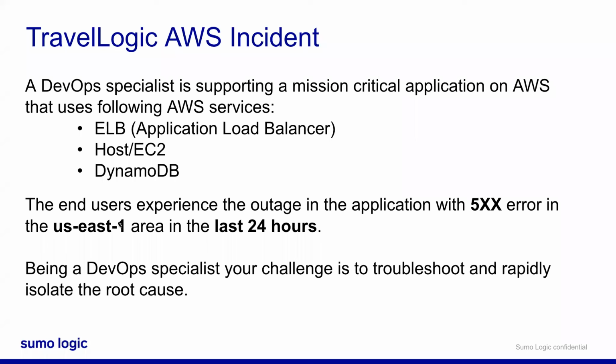And what we're hearing is the end users are experiencing an outage in the application with a 500 error, and we started to look at that 500 error in the US East 1 area in the last 24 hours. Over the last 24 hours in US East 1, there's been a lot of 500 errors. As a DevOps specialist, our challenge is to troubleshoot and rapidly isolate the root cause. So how do we start to determine, one, if anything is going wrong, and if it is, what caused it? Once again, root cause explorer.